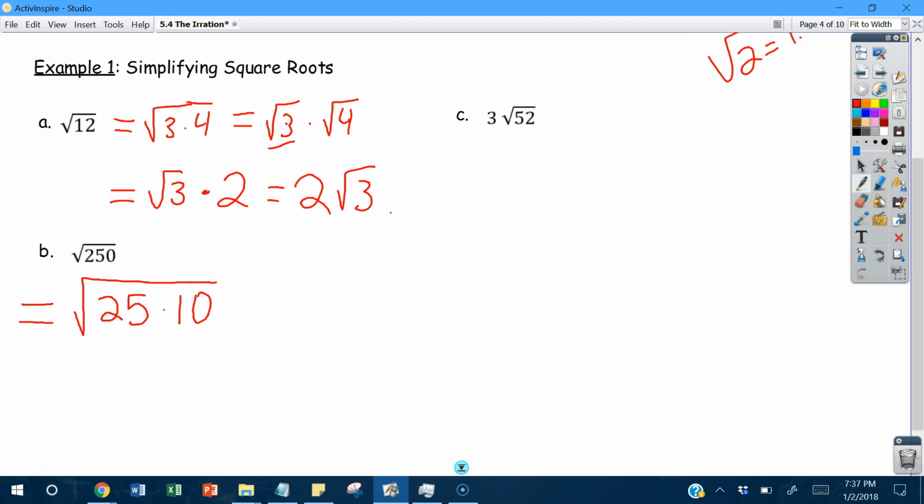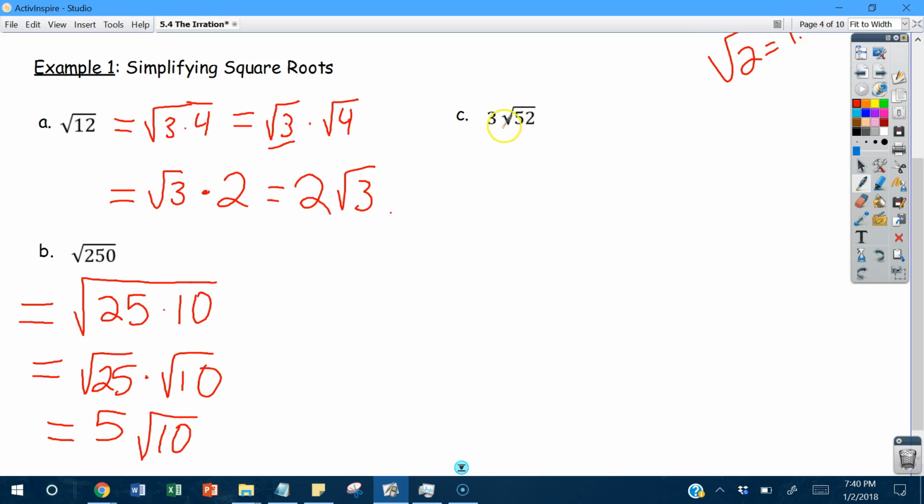And that's going to end up being really nice, because now I can take that square root and break it up into 2 square roots like I did up here. That's going to be the square root of 25 times the square root of 10. And since 25 is a perfect square, I can simplify this square root to be 5. Square root of 25 is 5. Square root of 10 is irrational, and I don't think I can simplify it anymore, so I'm just going to leave it like that. 5 times the square root of 10. And that's how we would simplify the square root of 250.